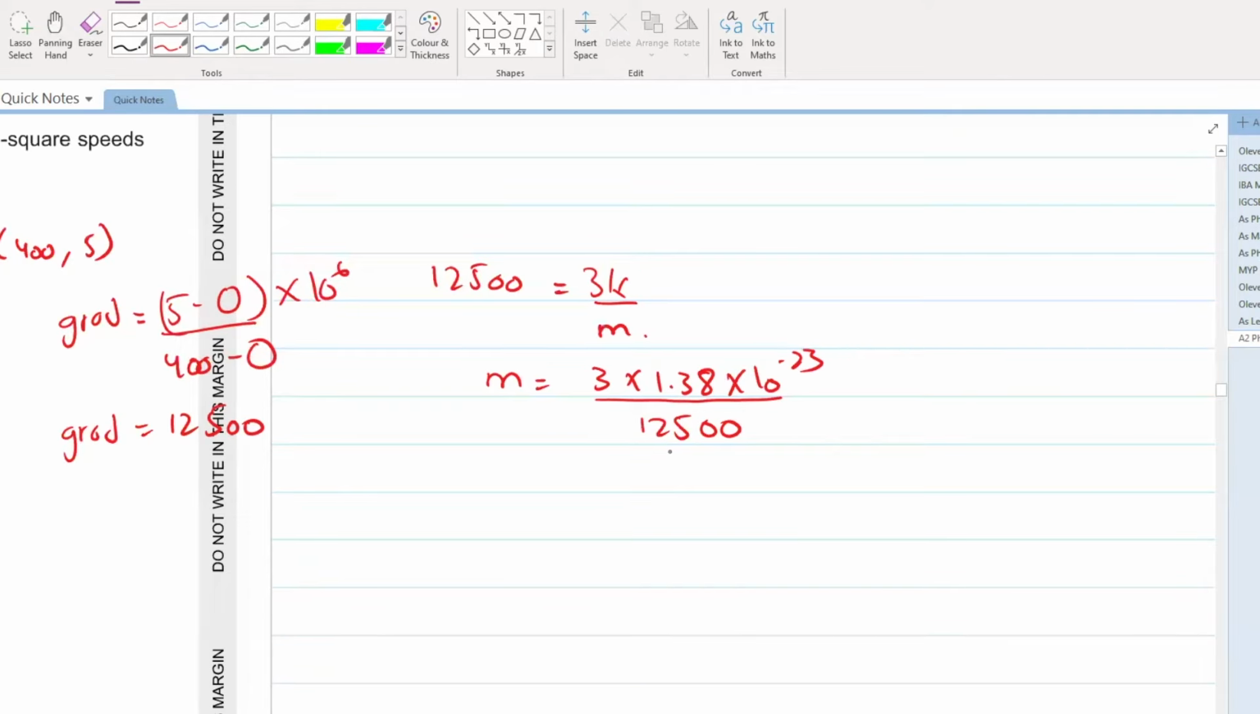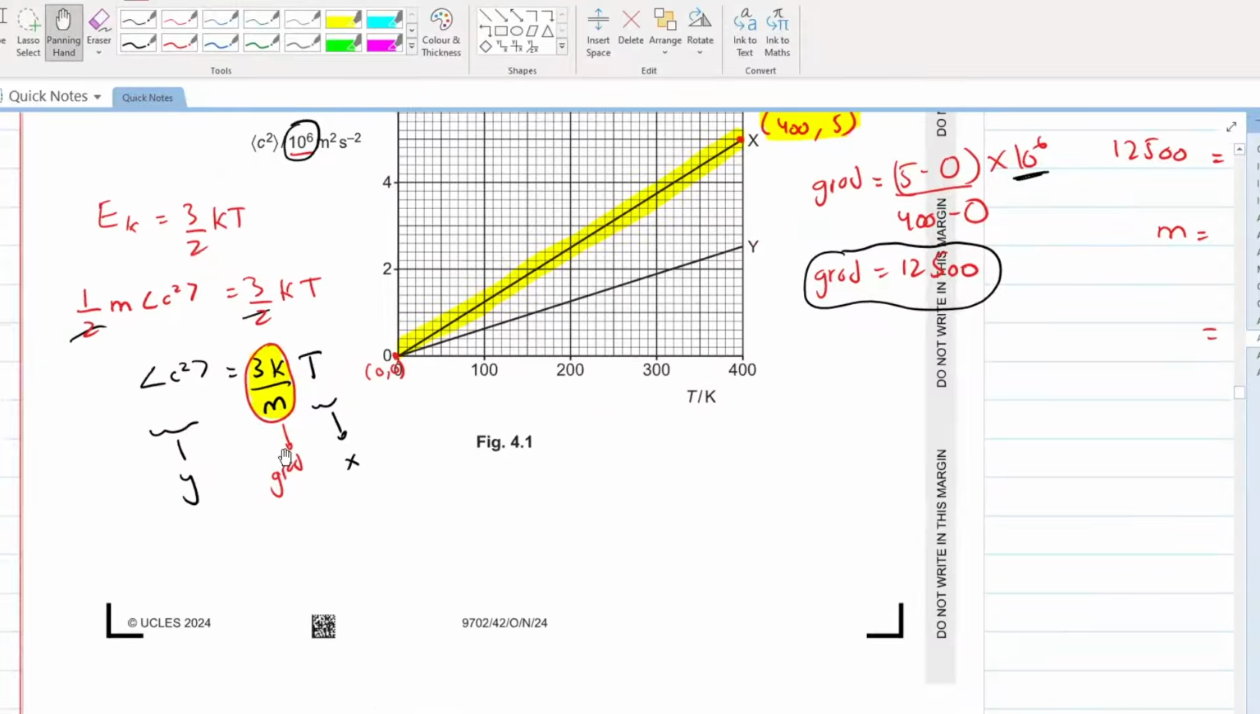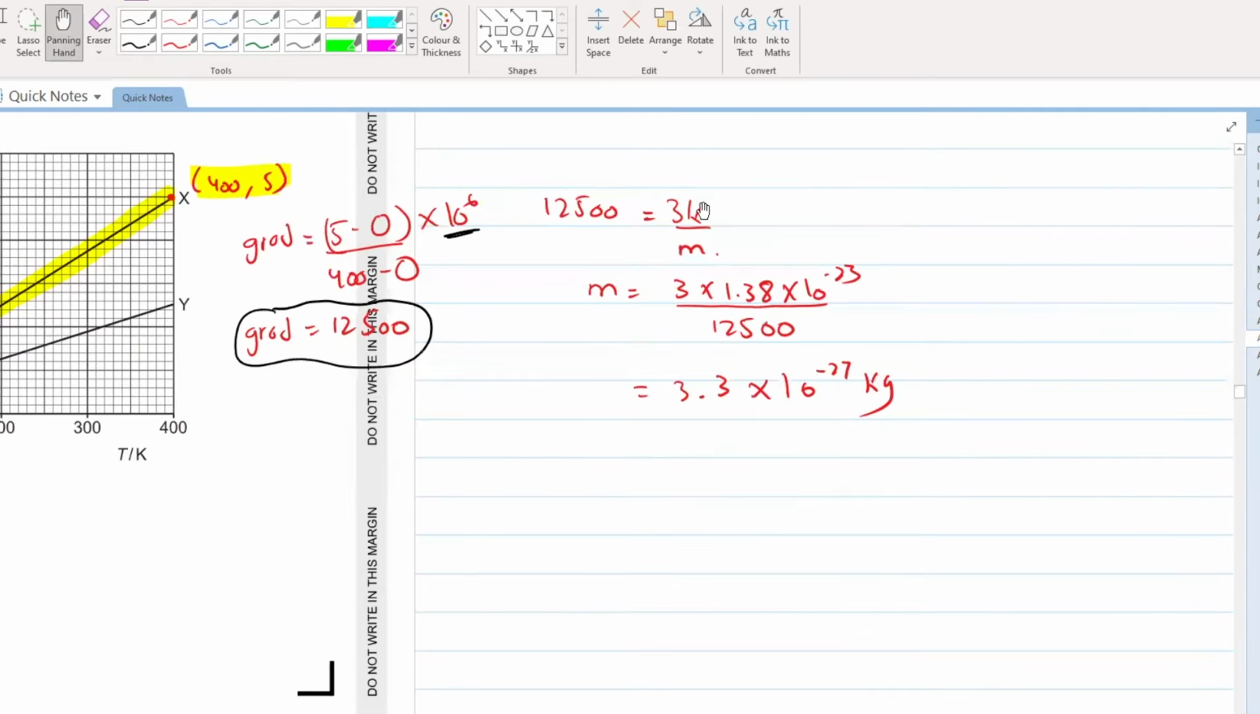3 into 1.38 into 10 raised to the power of minus 23 divided by 12500. This comes out to be 3 into 10 raised to the power of minus 27 kg. This can be your first conclusion. The gradient of line X comes out to be 12,500. This gradient is equal to 3k over m. So let's equate it to 3k over m.